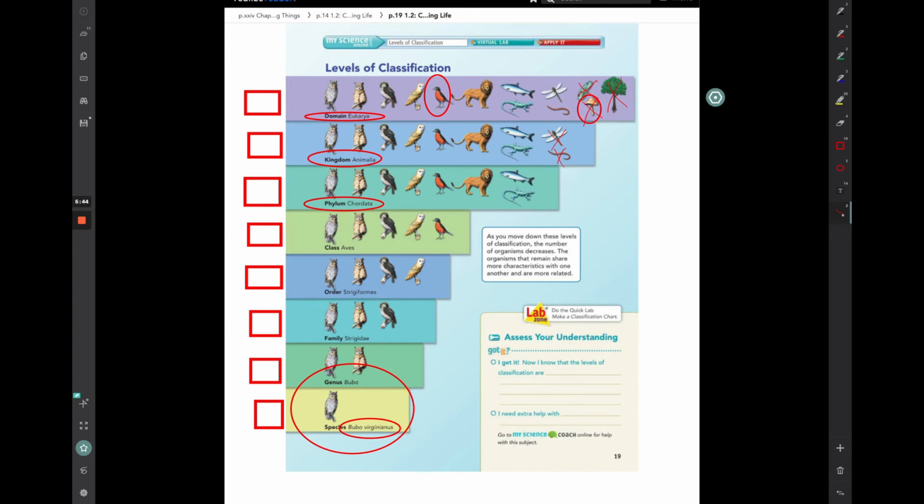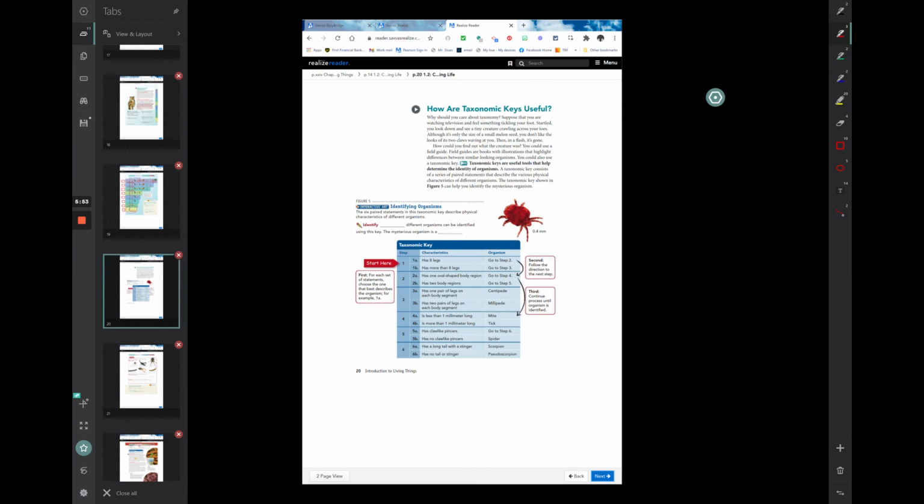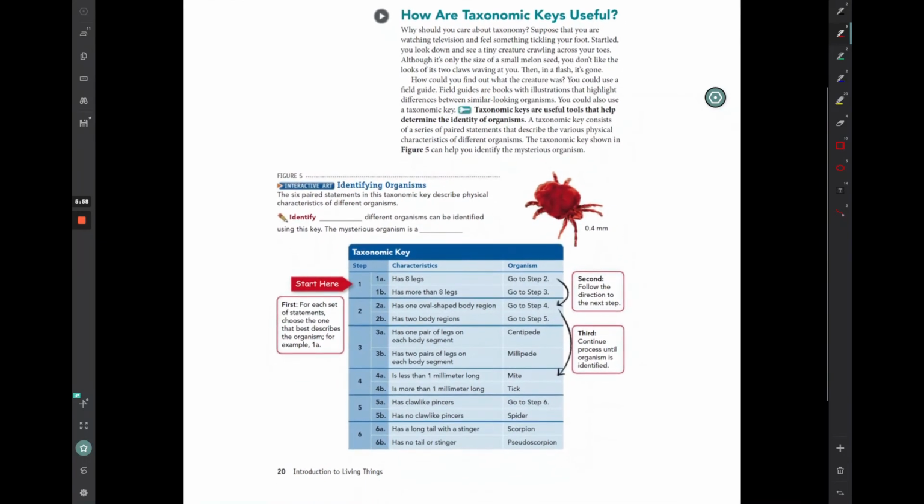Now that the species have been identified, if we find a species and we want to know what it is, we use a tool called a taxonomic key. Taxonomic keys are useful tools that help determine the identity of an organism, and it basically consists of a series of paired statements that describe a very specific physical characteristic. So each step will only have two choices. One of those choices will be true, and only one of those will be true, and then it will tell you what to do next.